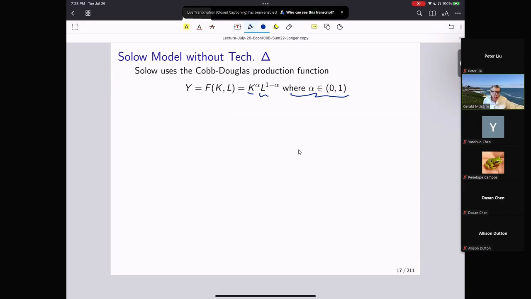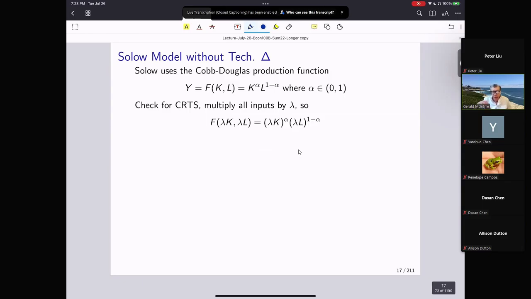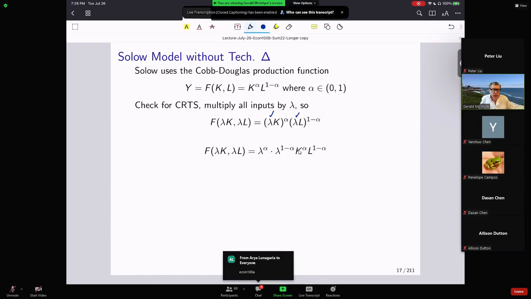If we have this aggregate production function, we can demonstrate that it has constant returns to scale. Recall constant returns to scale: we multiply all inputs by lambda. So we would have lambda times K and lambda times L. Instead of raising K to the alpha, we now raise lambda K to the alpha. Instead of raising L to the 1 minus alpha, we raise lambda times L to the 1 minus alpha. I can simplify this because I can factor the two lambdas out. If I factor the lambda out of the first parentheses, I get lambda to the alpha. If I factor out the lambda from the second parentheses, I get lambda to the 1 minus alpha.